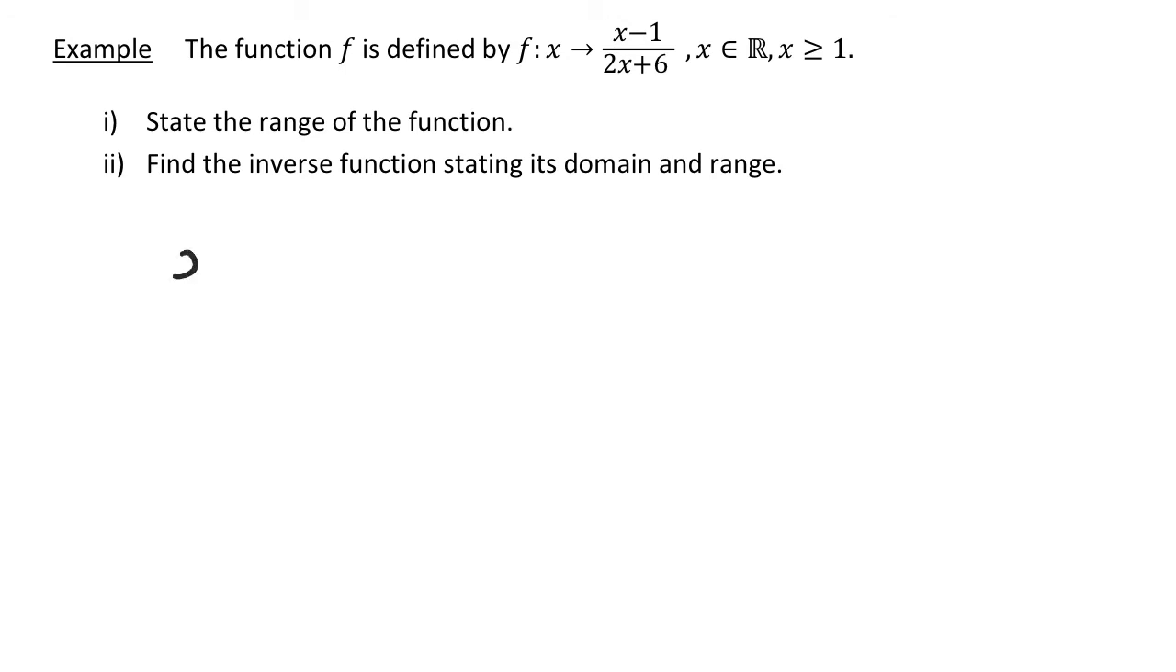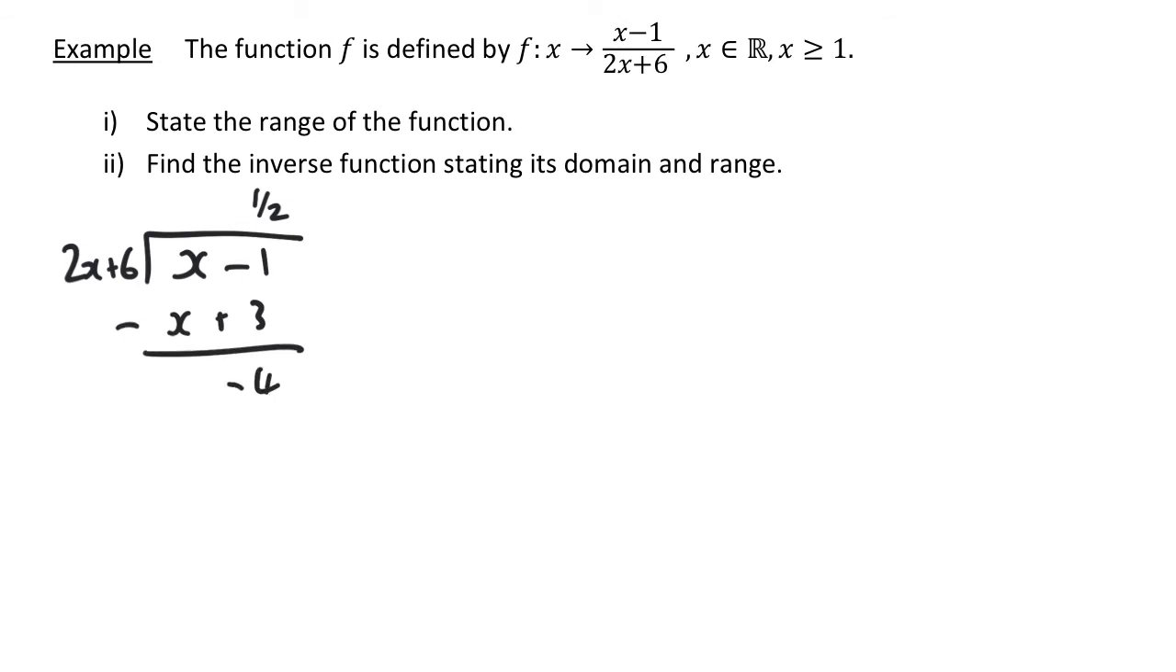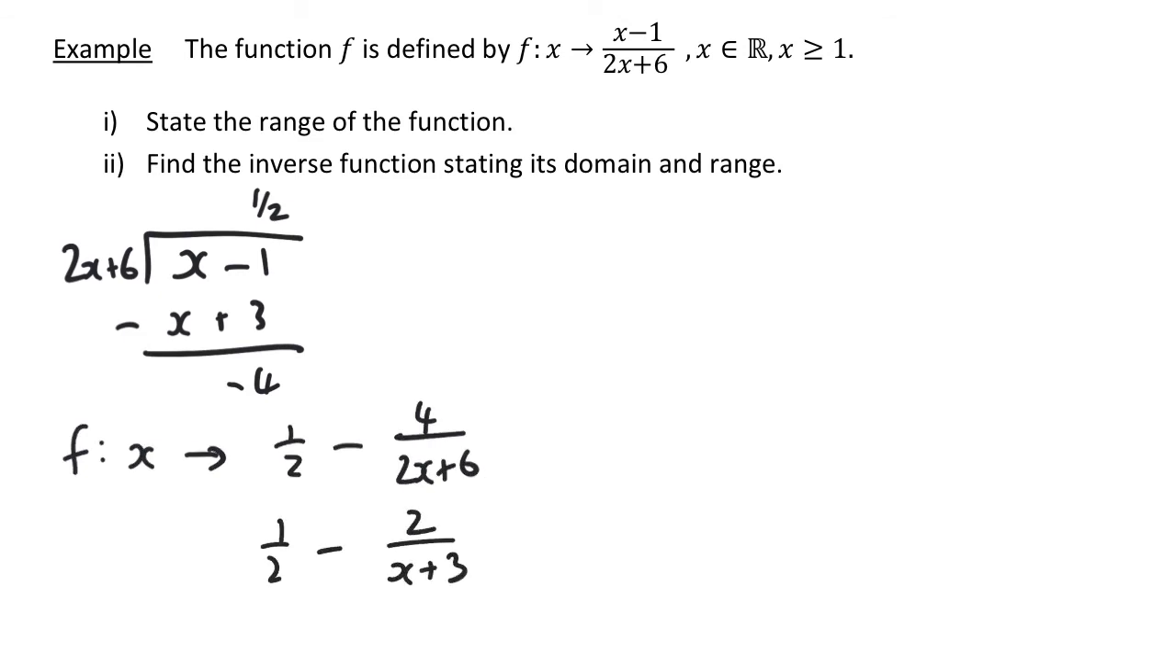So if we divide that out as a polynomial, so x minus 1 divided by 2x plus 6, 2x goes into x a half a time, and multiply that down, we get x plus 3. Subtract those, and we get a remainder of minus 4. So f maps x onto a half minus 4 over (2x plus 6), or a half minus 2 over (x plus 3).